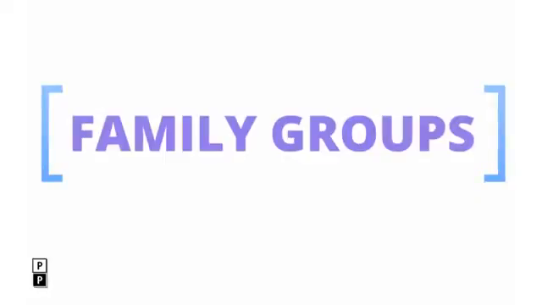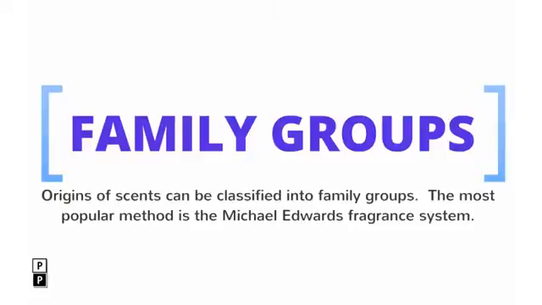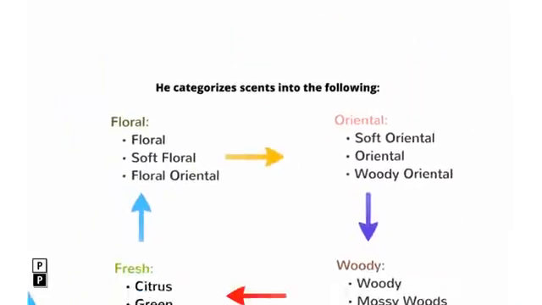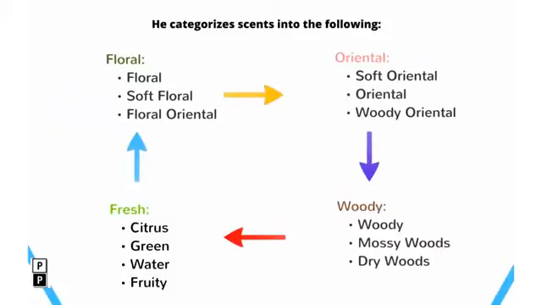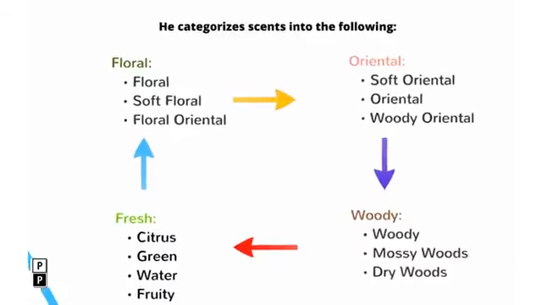In order to take full advantage of your perfume buying experience, there are three main concepts you should keep in mind. The first is the concept of family groups. The source or origins of scents from which perfumes are derived are classified into family groups. The most common and popular method is the Michael Edwards fragrance wheel system. He categorizes scents into the following four main groups: floral, oriental, woody, and fresh.